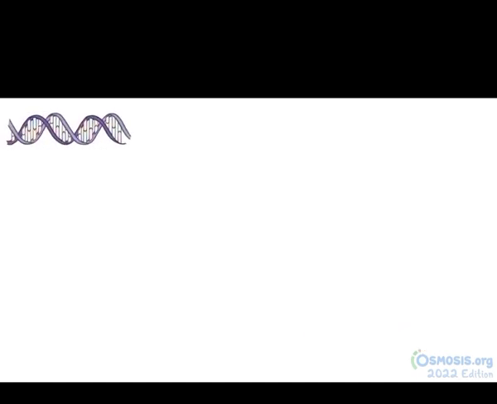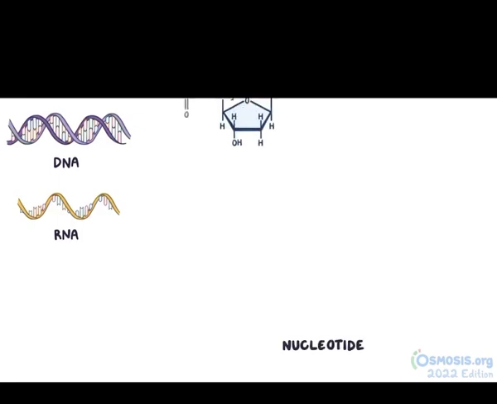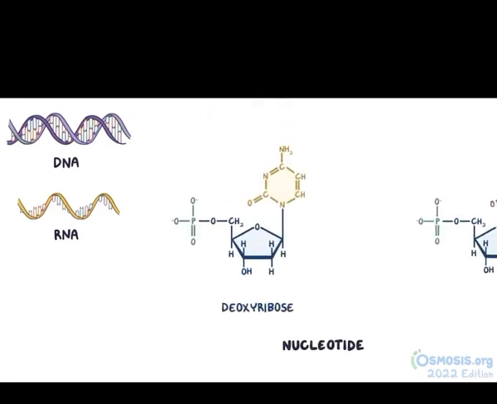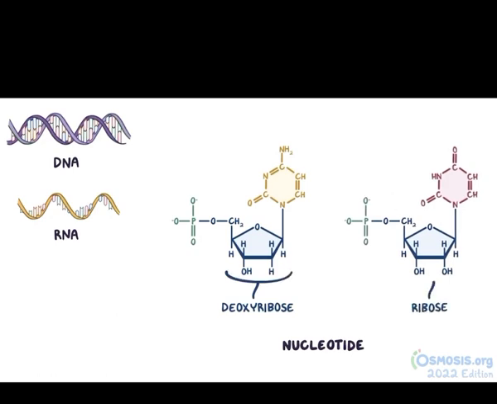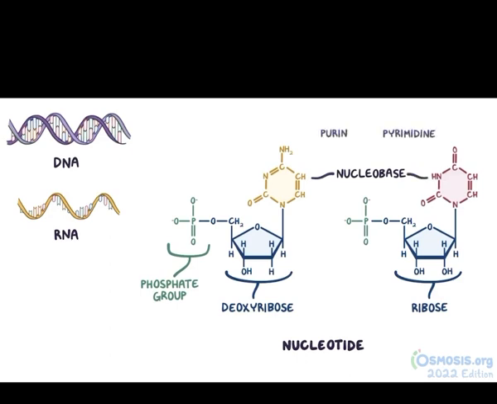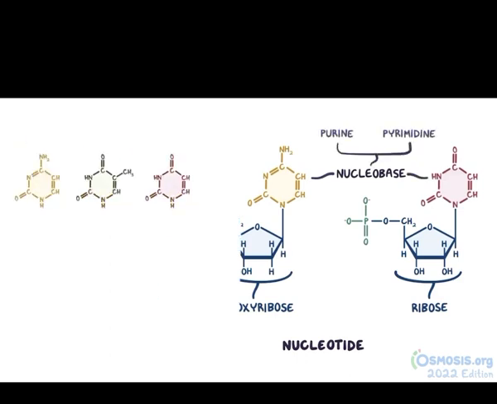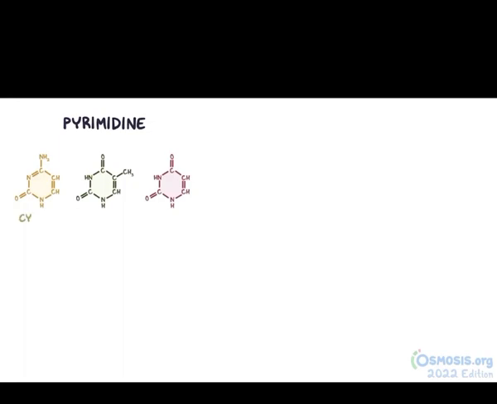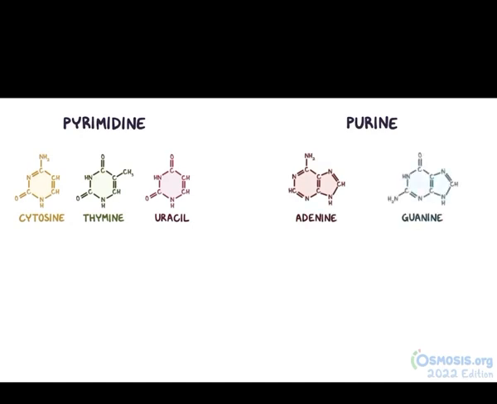Normally, each cell contains both DNA and RNA. In diving deeper, each nucleotide can be broken down into a sugar, a deoxyribose in DNA, or a ribose in RNA, 1 to 3 phosphate groups, and a nucleobase, which can be either a pyrimidine or a purine. There are 3 pyrimidine bases, cytosine, thymine, and uracil, and 2 purine bases, adenine and guanine.